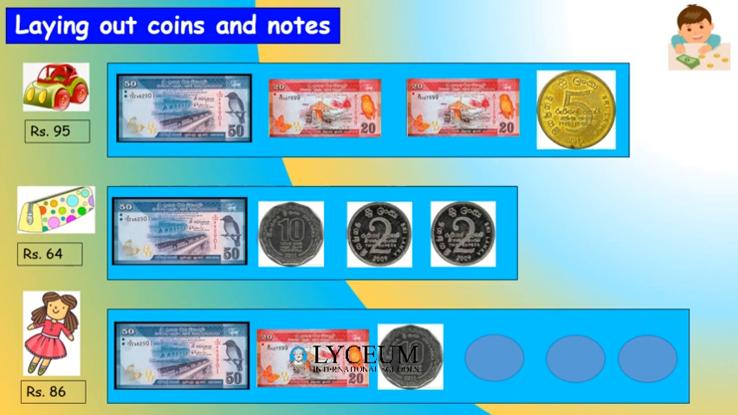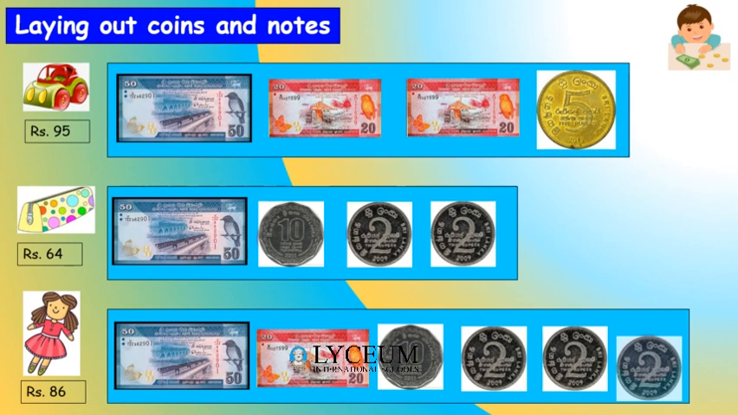Now we are going to make 6 rupees using 3 coins. Now for this, if you put a 5 coin and a 1 rupee coin, will it be correct? No, because we have been asked to use 3 coins, right? So we are going to use 2 rupees, another 2 rupee and another 2 rupee. Now was that easy? Yes, it was, wasn't it?